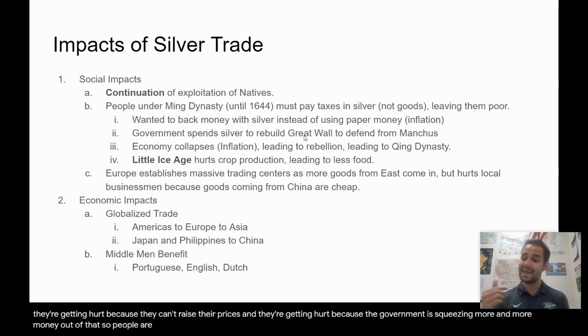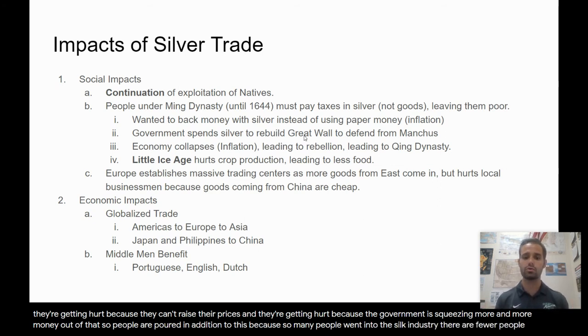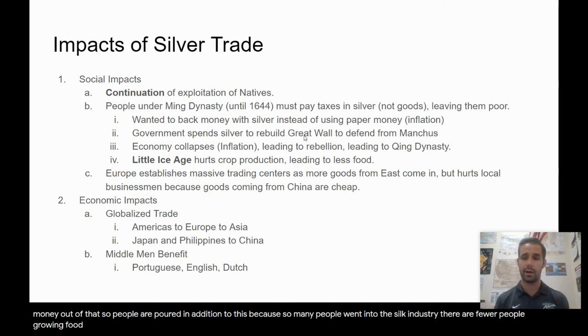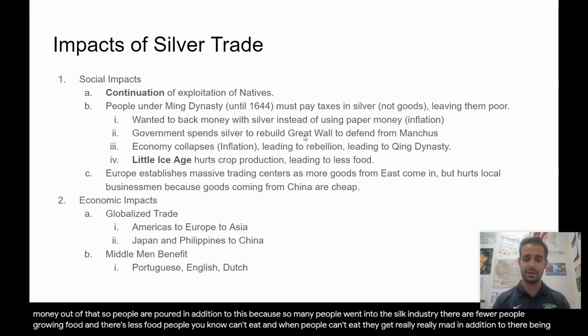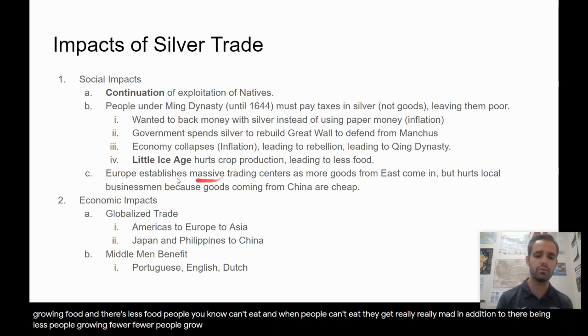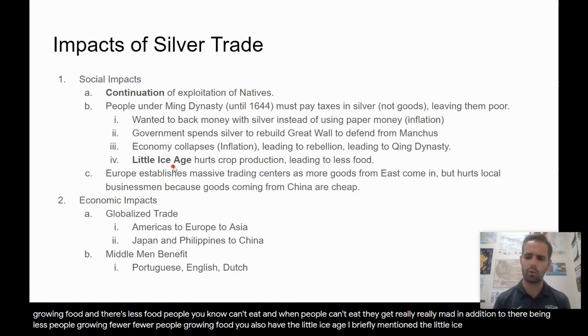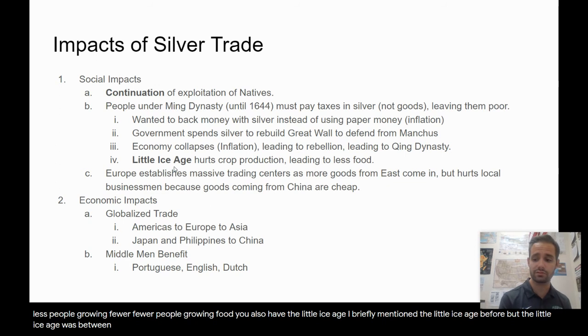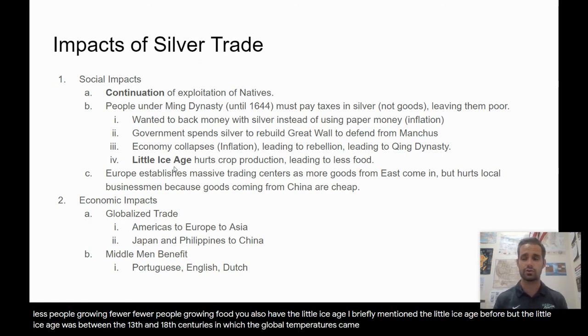And so the people don't have as much money because they're getting hurt because they can't raise their prices, and they're getting hurt because the government is squeezing more and more money out of them. So people are poor. In addition to this, because so many people went into the silk industry, there are fewer people growing food. And when there's less food, people can't eat. And when people can't eat, they get really, really mad.